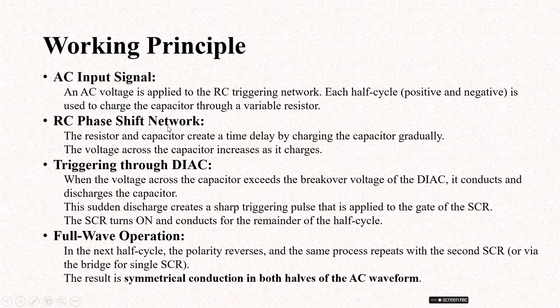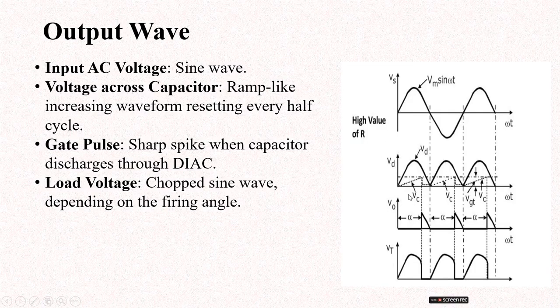The RC phase shift network consists of a resistor and a capacitor. This creates a time delay by charging the capacitor, and the voltage across the capacitor increases as it charges. I told you that we are using a variable resistor. When the resistor is high, slow charging occurs, giving a high firing angle with a low output value. These are the waveforms we obtained. When the resistance is low, charging is fast, firing angles are low, and high output is obtained.